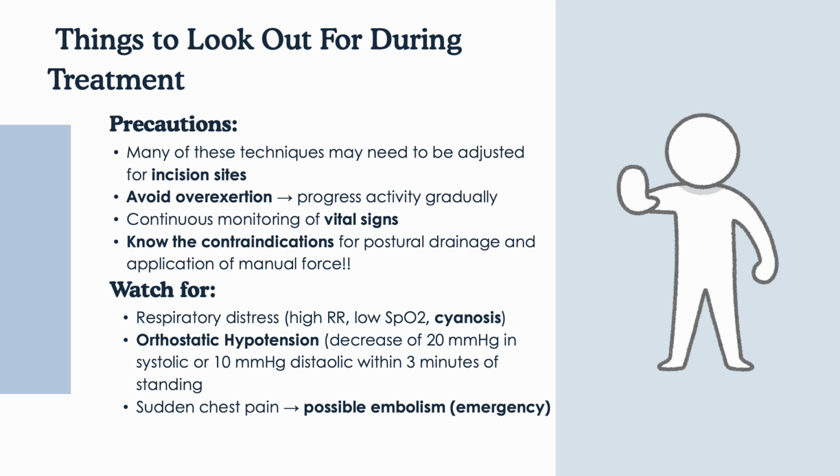So this would be a decrease of 20 millimeters of mercury in the systolic blood pressure or a drop of 10 millimeters of mercury in the diastolic blood pressure within the first 3 minutes of standing. And then most importantly, if the patient has sudden chest pain or feelings of impending doom, that could indicate possible embolism, and this would be an emergency.